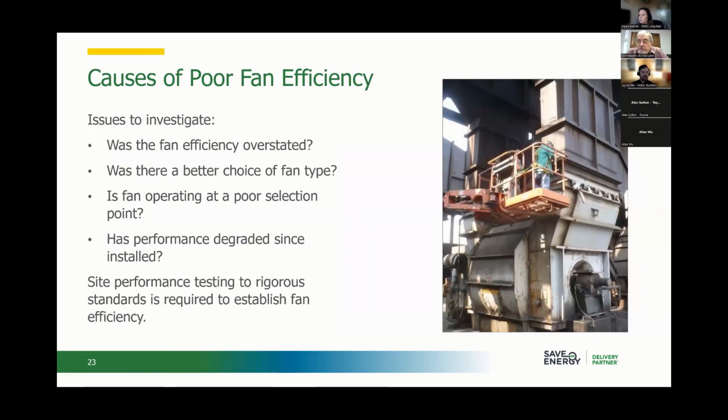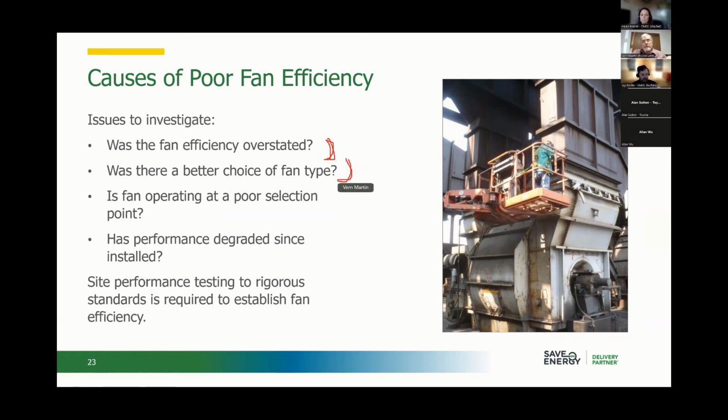End of issue. Causes of poor fan efficiency. I'll touch on the first one here, which is, was it overstated? We're going to deal with that on the next few slides. Was there a better choice of fan? I'll talk about that on the next few slides.